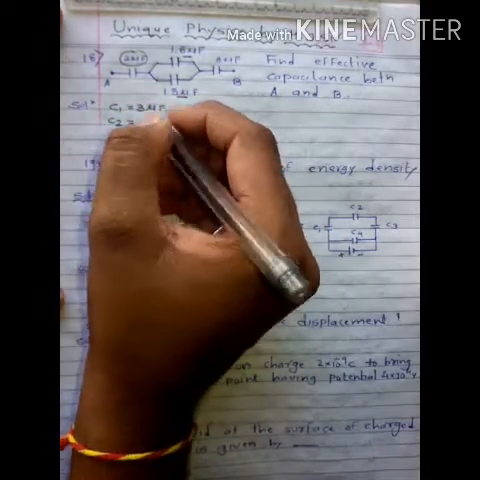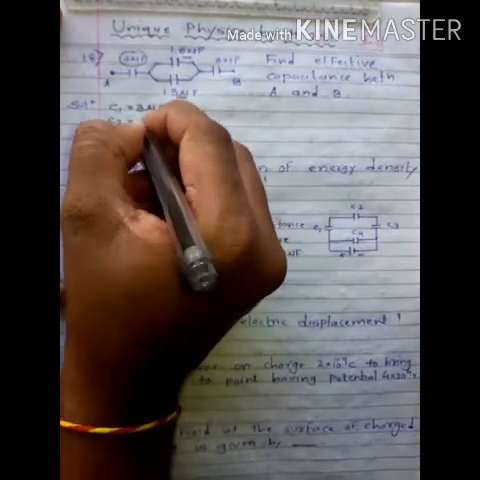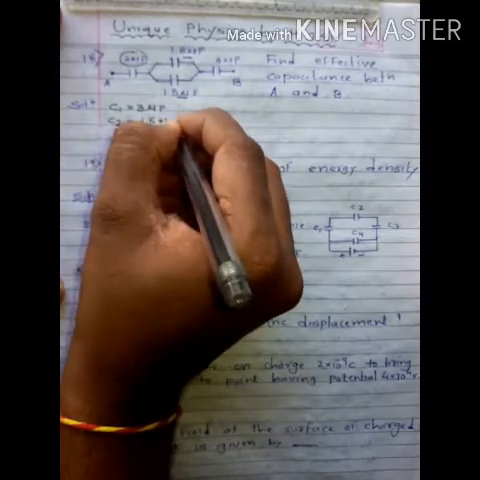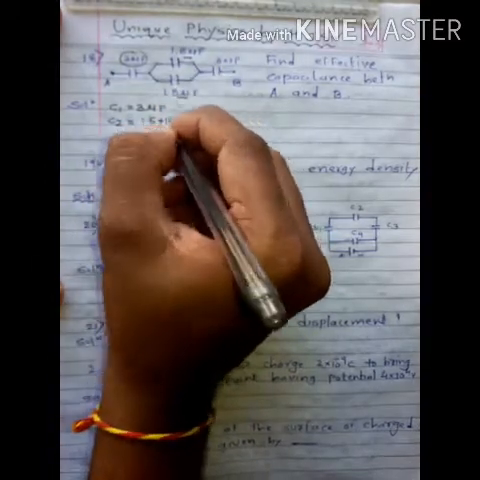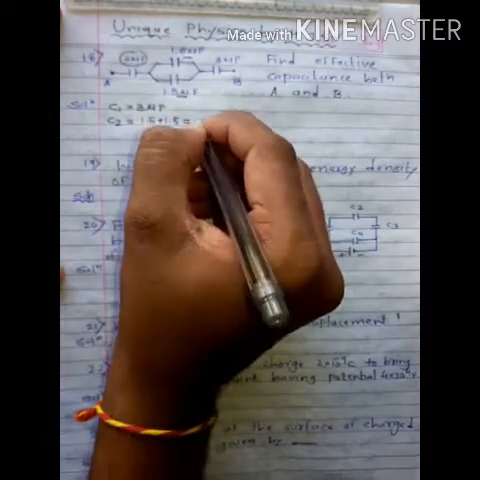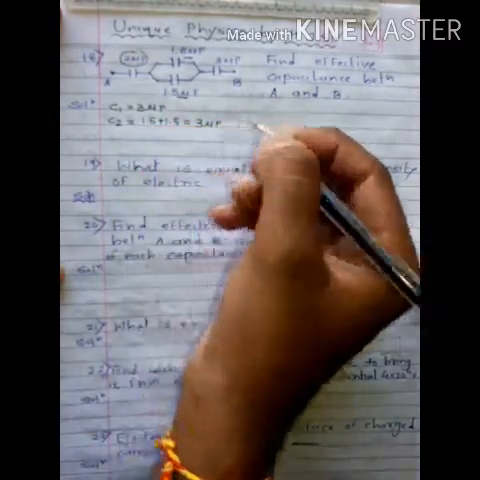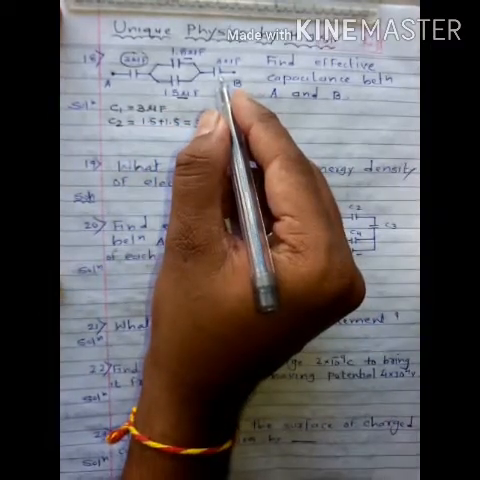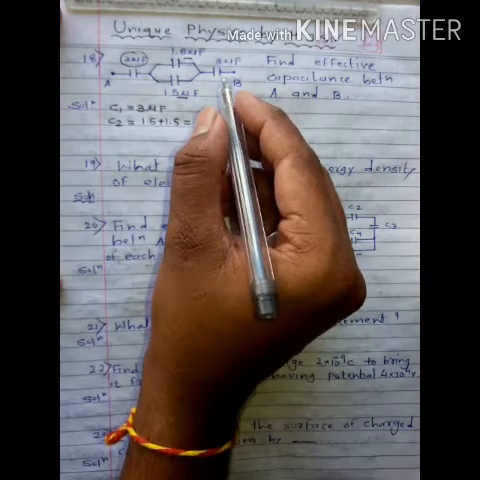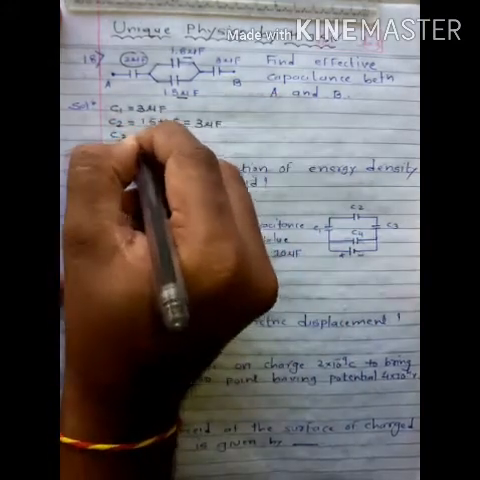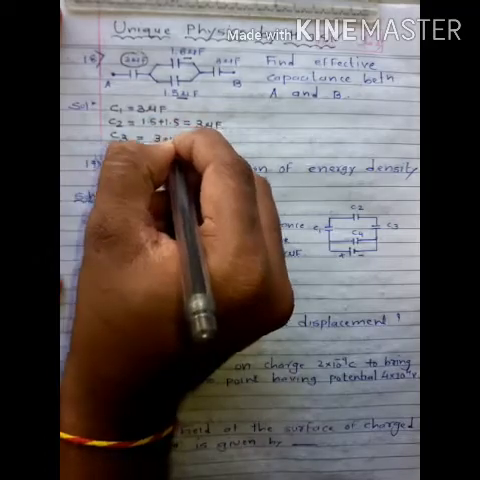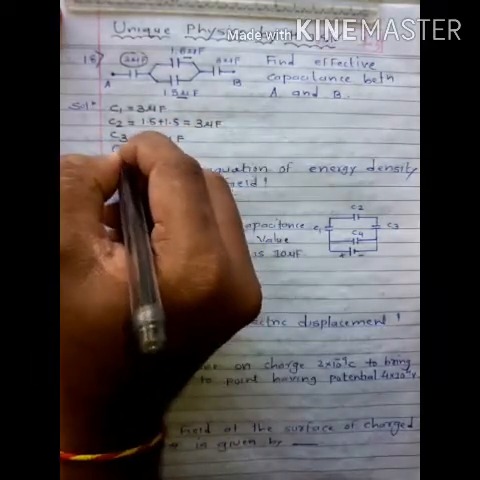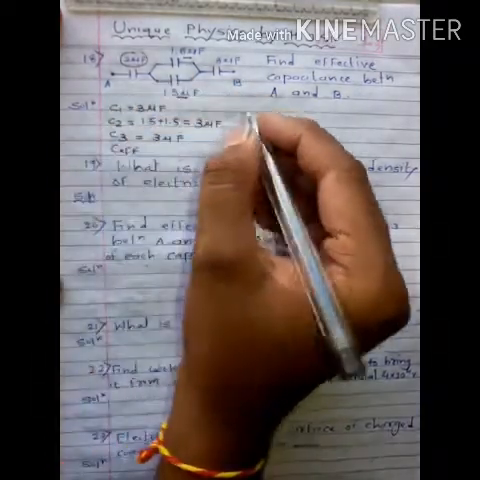So next, capacitor C2 is equal to 1.5 plus 1.5. Here we have a parallel connection, so we consider a simple sum. So its capacitance is also 3 microfarad, and the third capacitor also has 3 microfarad. So C3 is equal to 3 microfarad. Now here we want the effective capacitance.